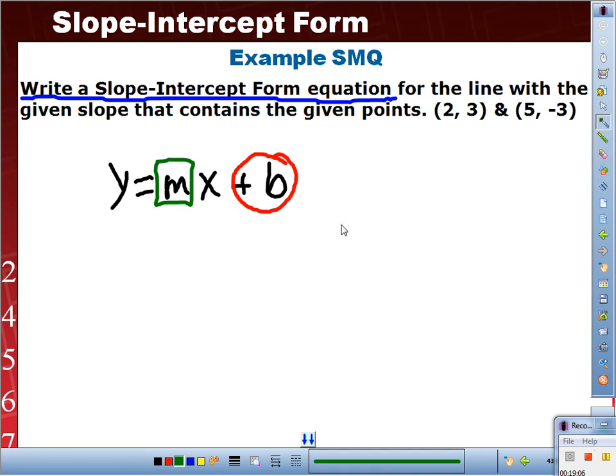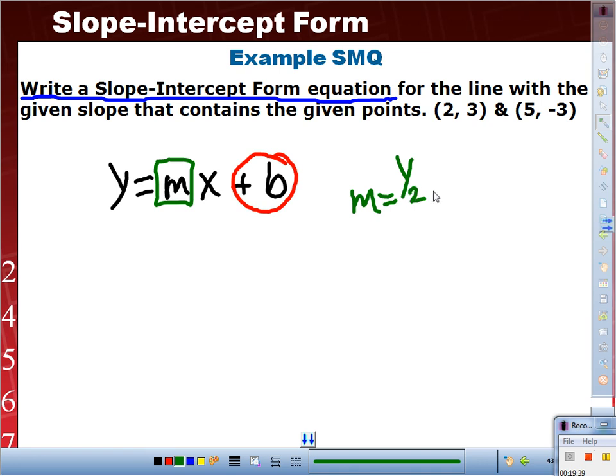Joey, given 2 points, what can we do? Well, yeah, but we don't have an M and B. Hazel. Valeria. Isabella. Minus y sub 1 over x sub 2 minus x sub 1. That is correct.